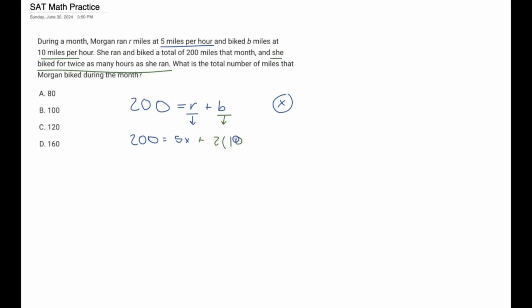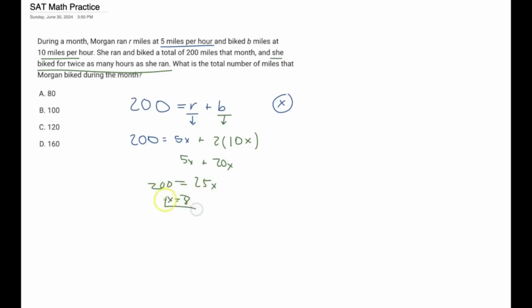So 10x is just the amount of time, or rather x is the amount of time she just spends in activity. So watch what happens. So we have 5x plus 2 times 10x. So this becomes 20x. And this is 5x. So this becomes 25x equals 200, right? And so if we solve for x here, we get 8.